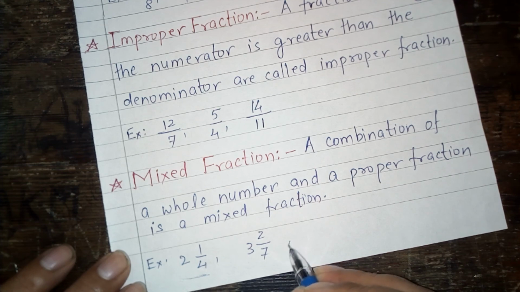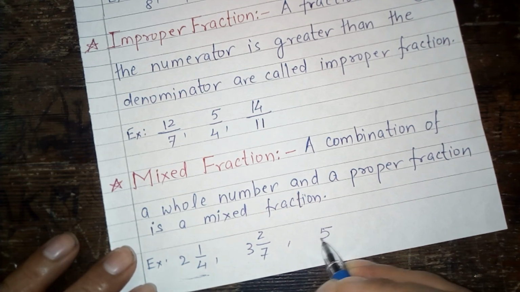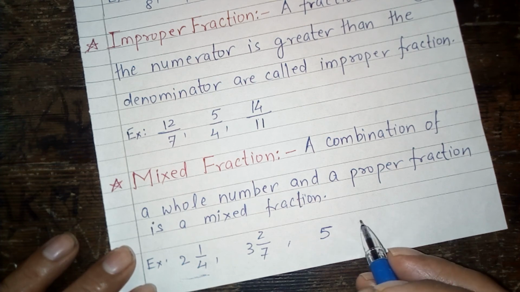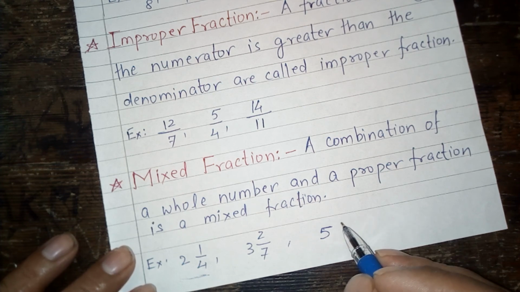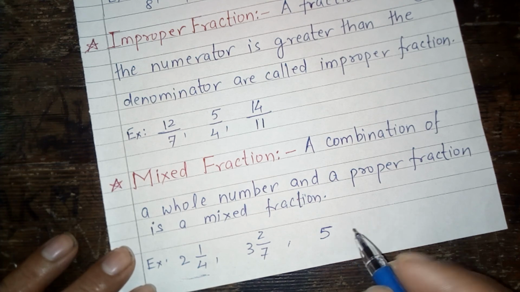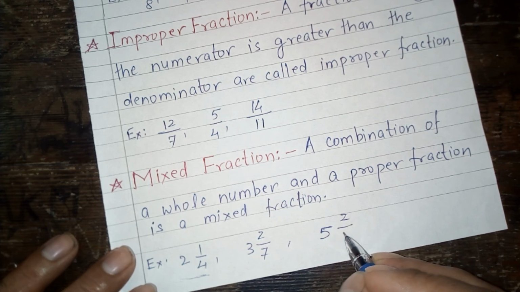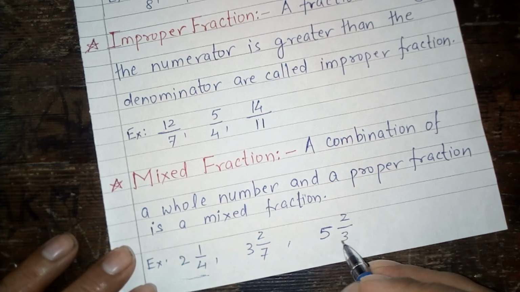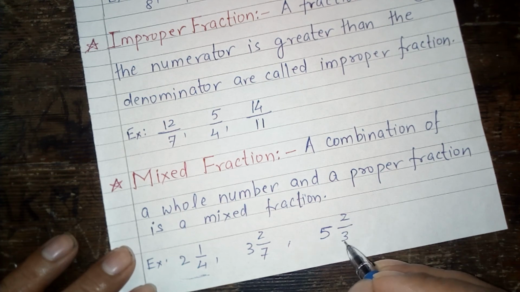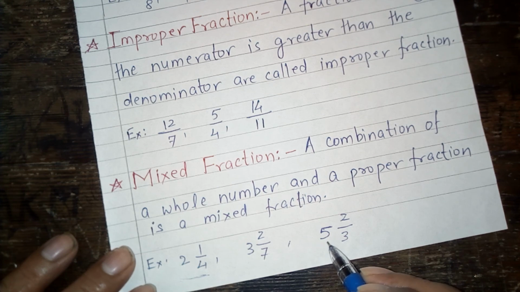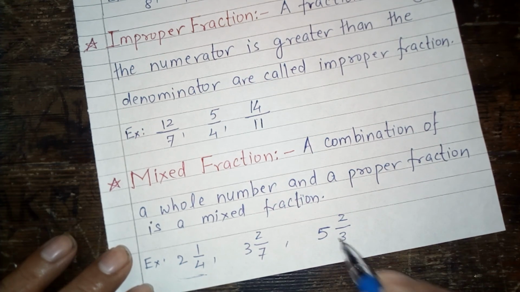I want to give one more example. Suppose this is 5. 5 is the whole number, and what is the proper fraction? In a proper fraction, the numerator is less than the denominator. So the numerator is 2 and the denominator, you take any number, 3. 5 2 upon 3 is the combination of a whole number and a proper fraction. So this is an example of mixed fraction.